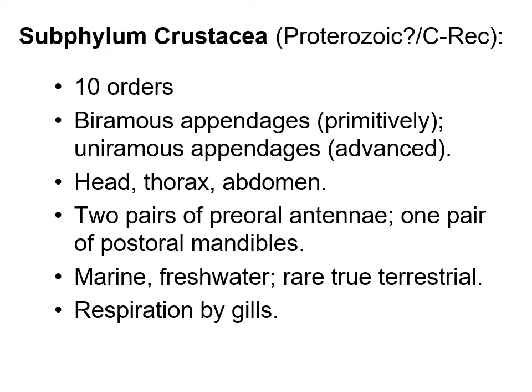So let's start looking at some of the other subphyla, and we'll begin with Crustacea, which goes back to possibly the Proterozoic, but definitely the Cambrian, and obviously still around today. There are about 10 orders within Crustacea. Crustaceans have biramous appendages in their primitive forms, and then uniramous appendages later. So modern day shrimp and crabs come to single points on their feet, but if you look at earlier ones, they actually were biramous, kind of like trilobites in that way.